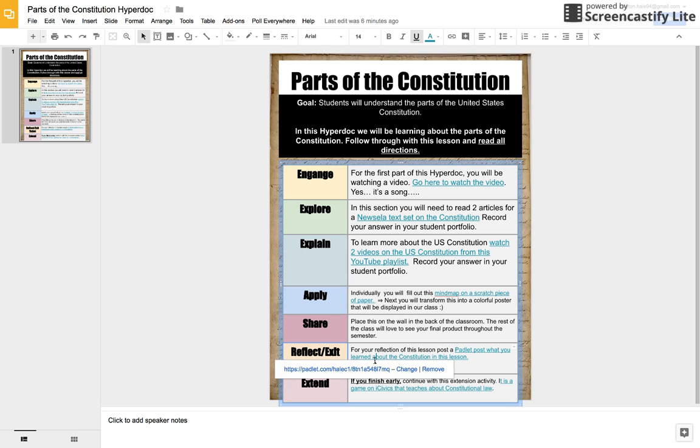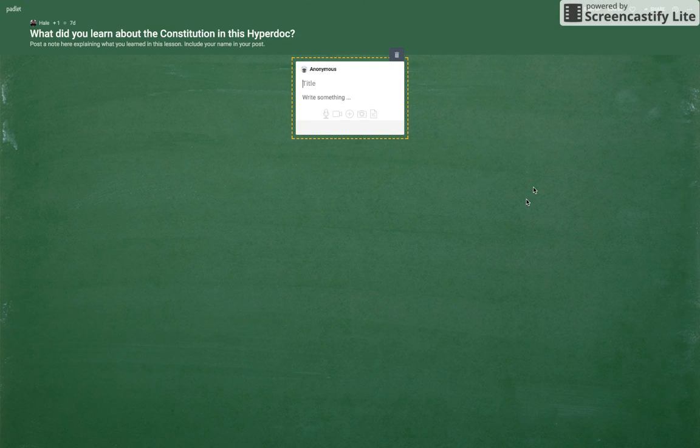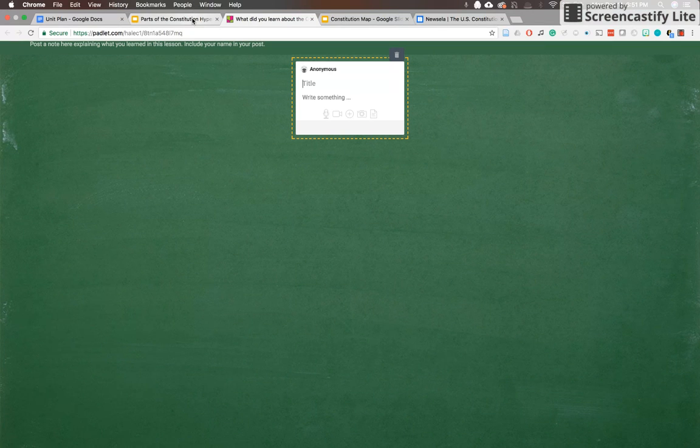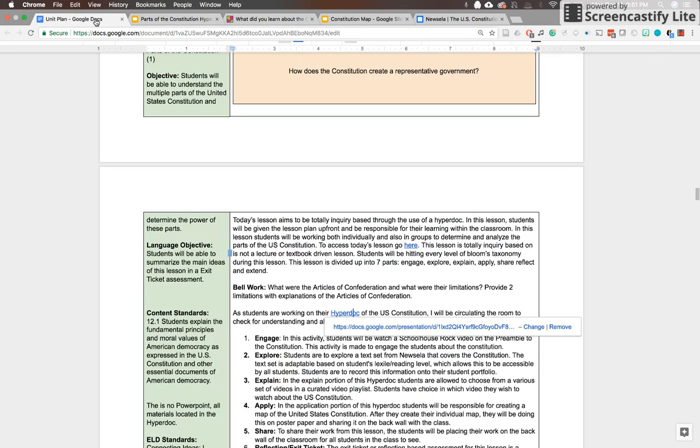An exit ticket would be a Padlet, which is a digital bulletin board in which they'd be answering our exit ticket question. Students would be posting here digitally and seeing each other's and being able to collaborate and share their reflection. And if they finished early, there's no need to ask the teacher, what do I do next? There's an extension activity down here, which is a flash-based game through iCivics about constitutional law.